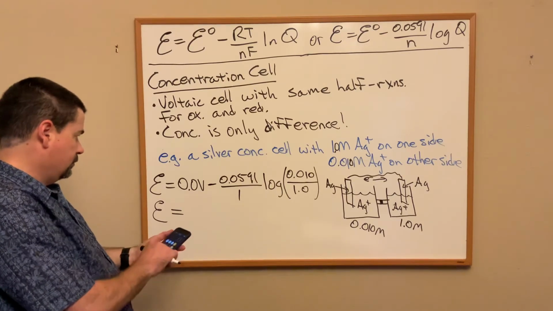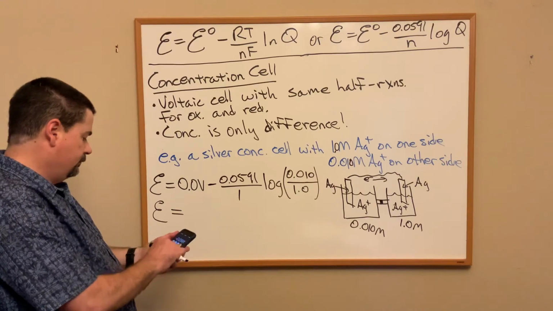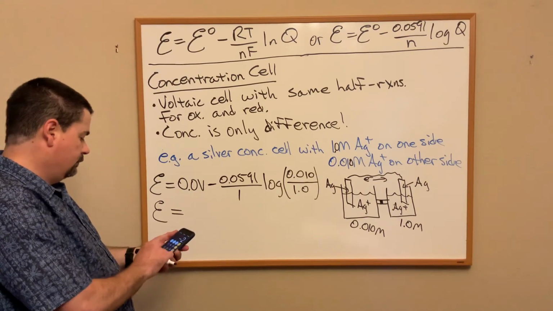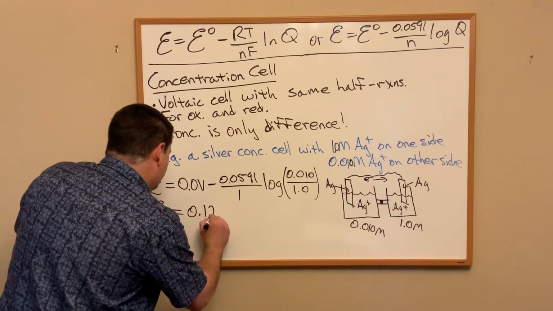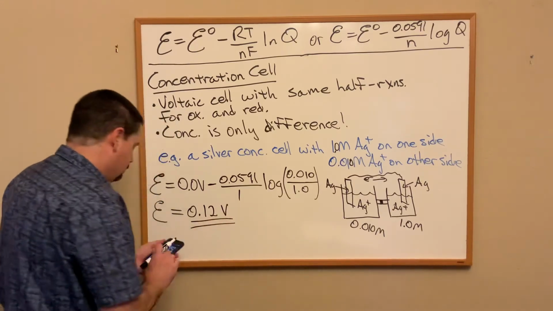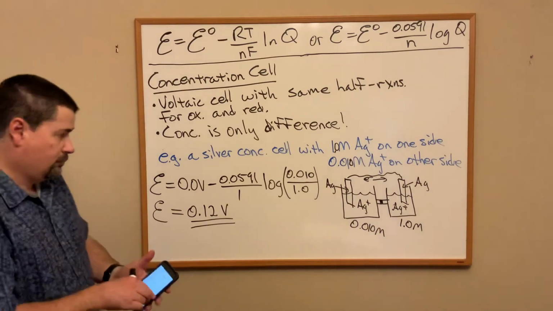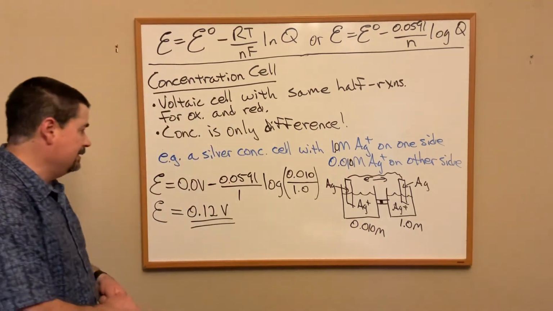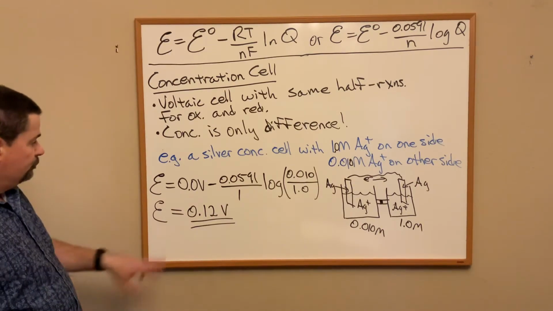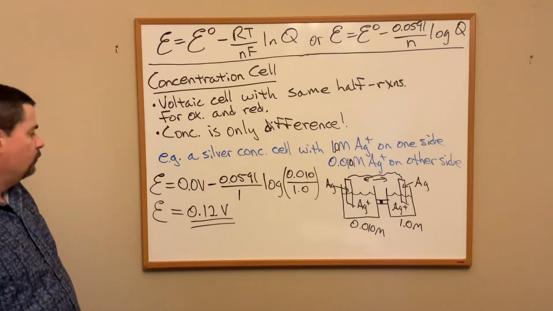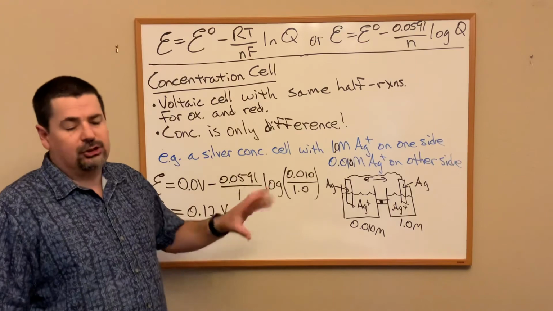Oops, I have to use the right finger to open up my phone to use the calculator. 0.0591 negative times 2 negative equals 0.12 volts. Okay, I believe that is correct. Hopefully I get my math right. So to 2 sig figs, it's going to be 0.12 volts. That's not a lot. Concentration cells will not have a very large potential.